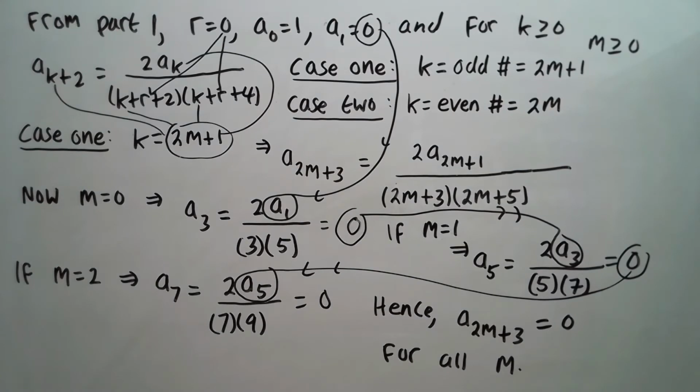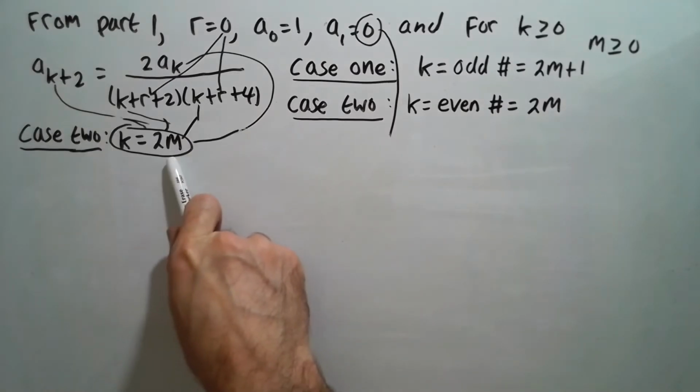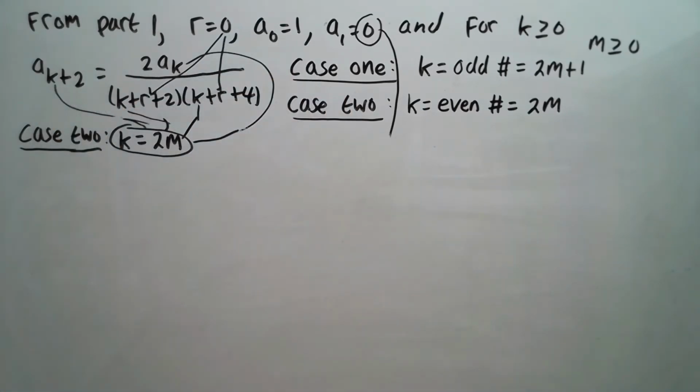Okay, so that's case 1 taken care of. Let's do case 2 next. So let me erase case 1 and we'll do case 2 next. Okay, so for case 2, our k will be 2m, so an even number. So I'm going to put 2m in place of all the k's, and again r is 0. So plugging into that, we get then.